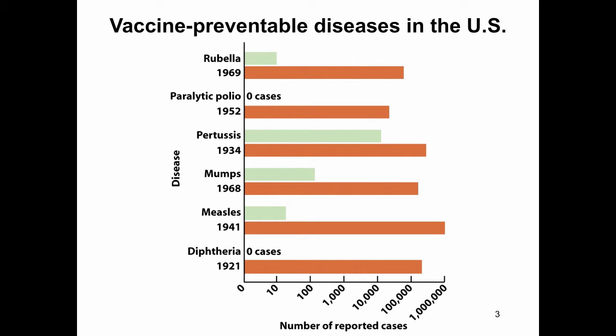So vaccines are an incredibly successful means of manipulating the immune system to protect against infectious disease. And so this is just a bar graph illustrating before and after figures of disease incidence before and after a vaccine is introduced. And you can see it often has a very dramatic effect on disease incidence.